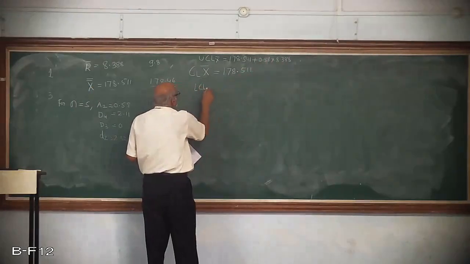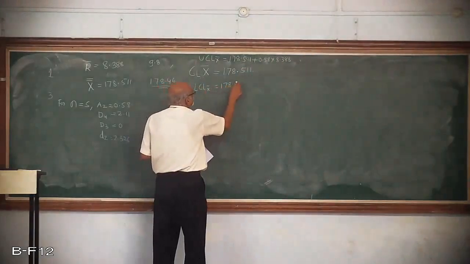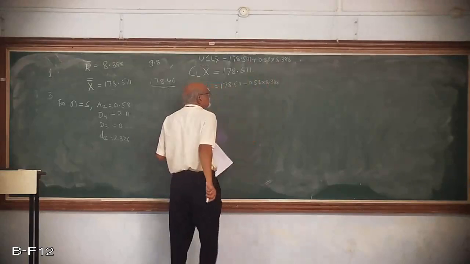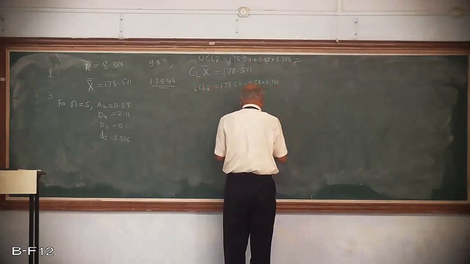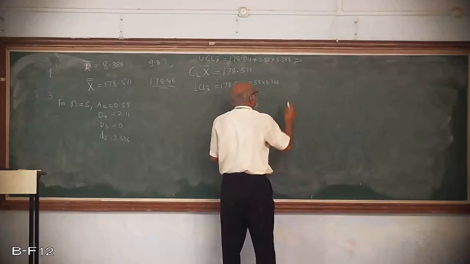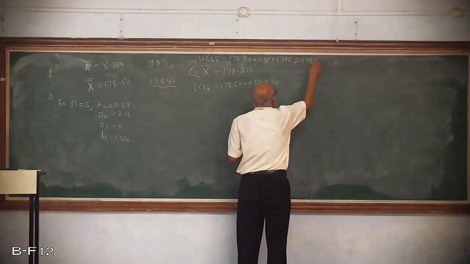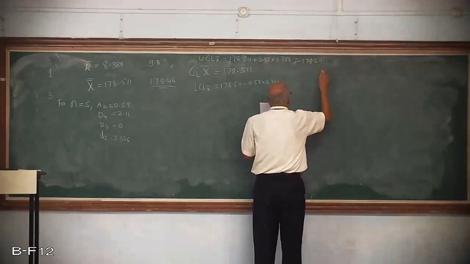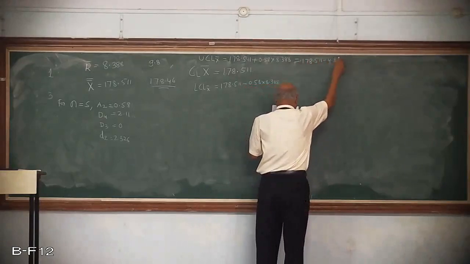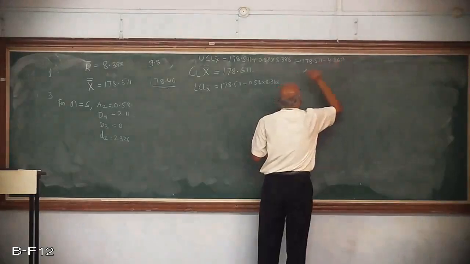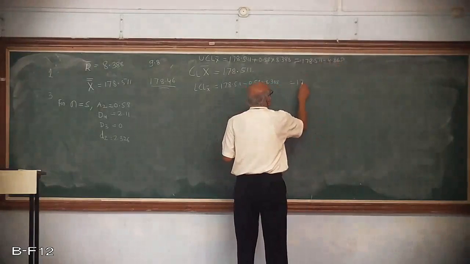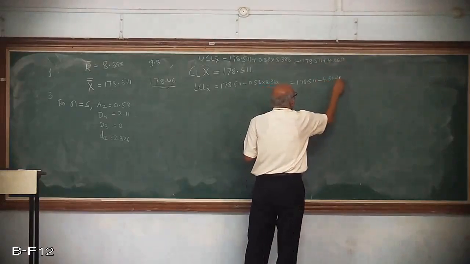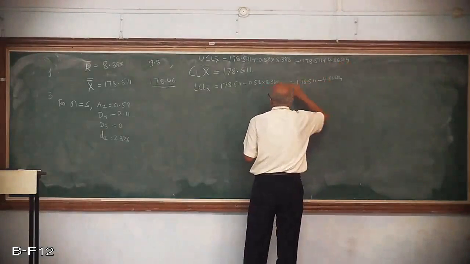And lower control limit of X bar chart is equal to 178.511 minus 0.58 into 8.388. So this total value works out to be 4.8650. Okay. And this one, 178.511 minus 4.86504. This is plus this one, this is minus this one. This will remain as it is.